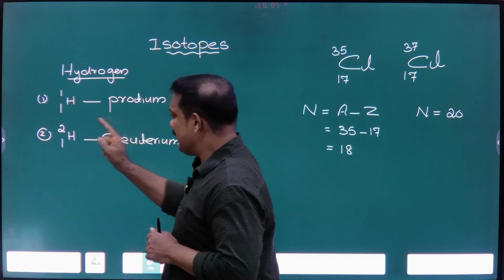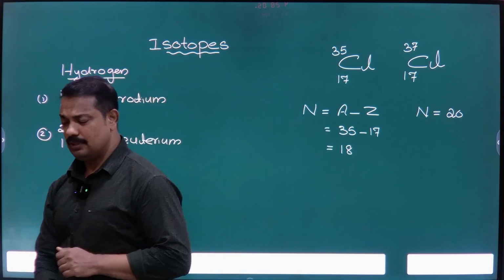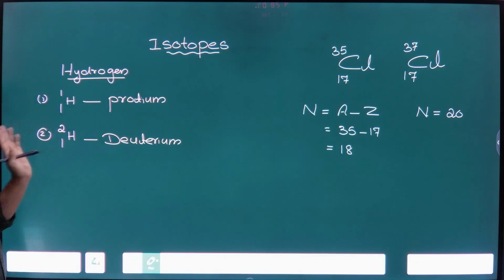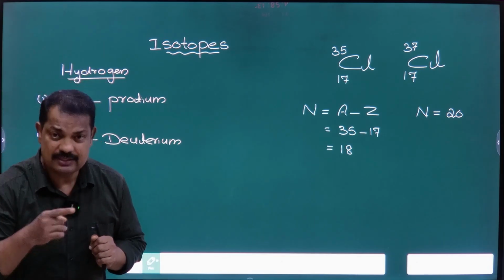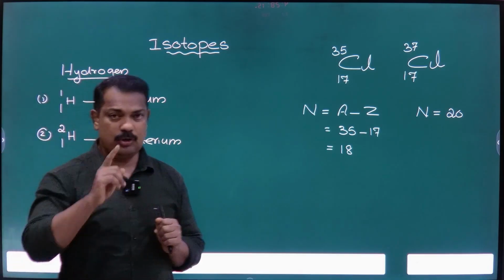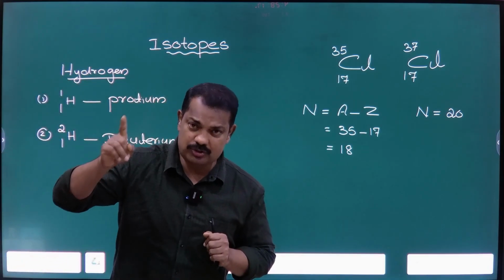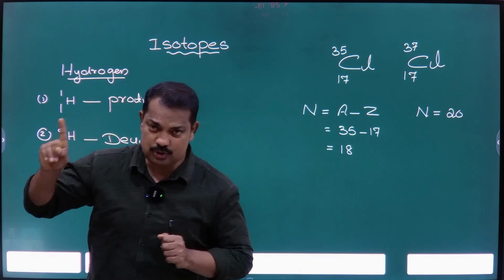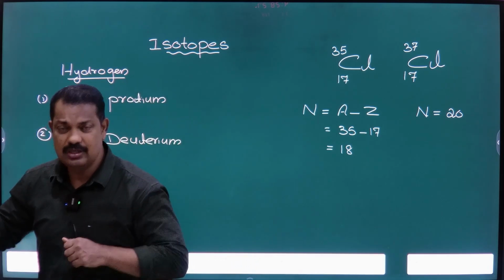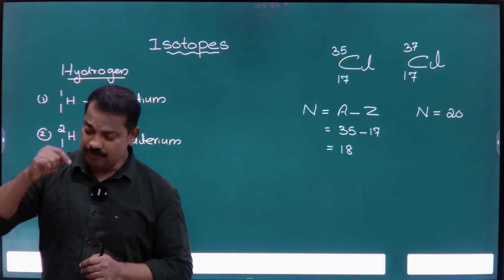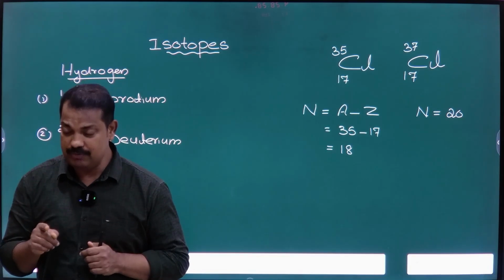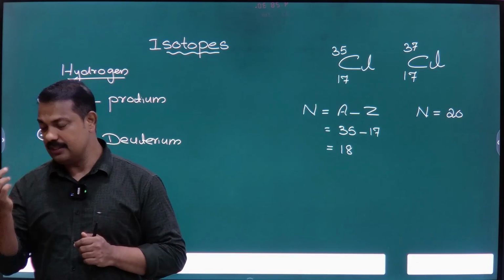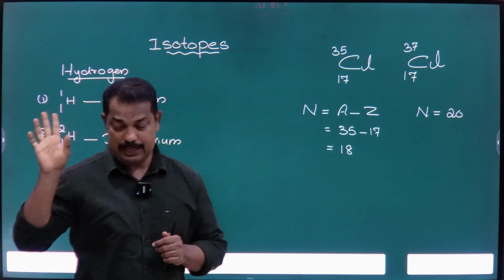What is the mass number of this hydrogen isotope? 2. And the first one is 1. The mass number is different because of the difference in the number of neutrons present in the nucleus of these two isotopes of hydrogen. Because of the difference in the number of neutrons, the mass number changes, and that is the reason for the isotopes of an element.